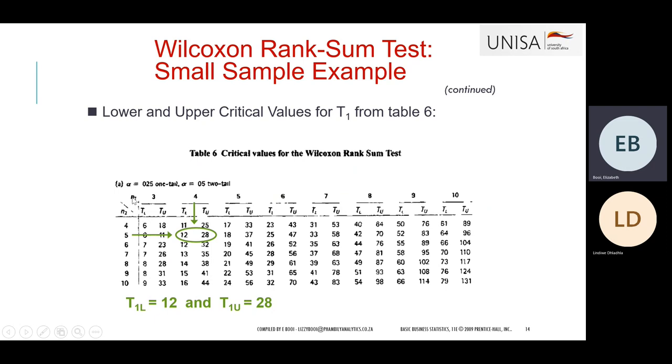Then we look at N1. You will find the value of N1 at the top, and the value of N2 at the bottom, or on the left. Our N1 is 4 and our N2 is 5. Where they meet, we have our lower limit T and upper limit T. We're going to use 12 and 28 as our critical values or limits, so that it creates two regions of rejection.